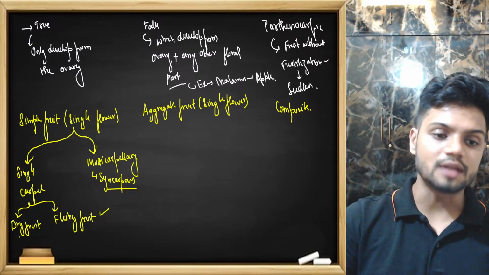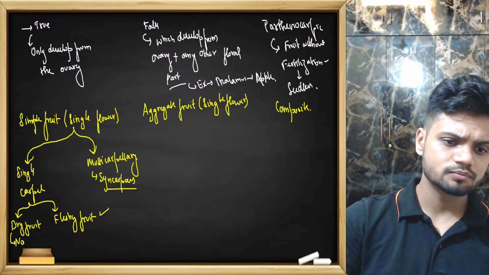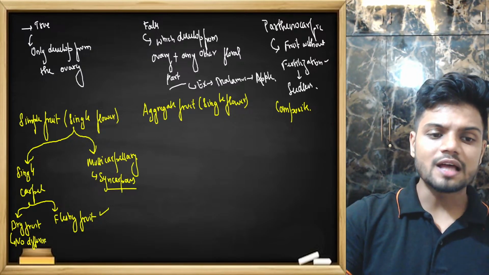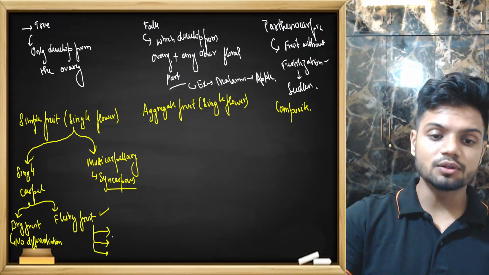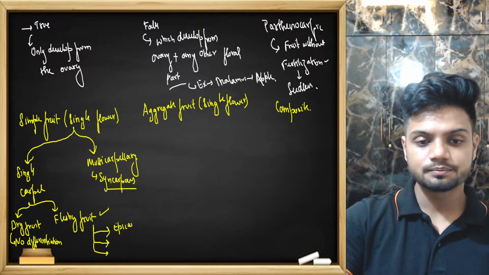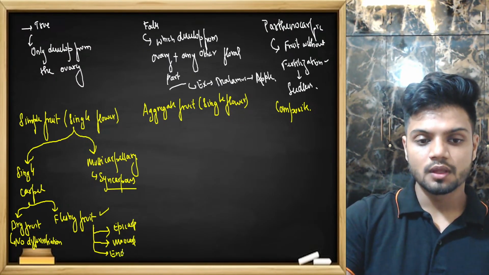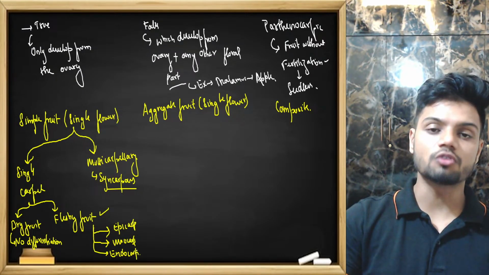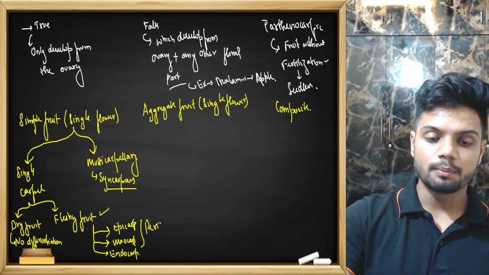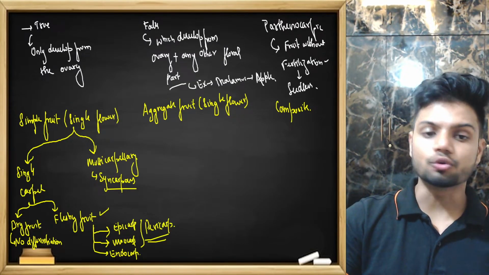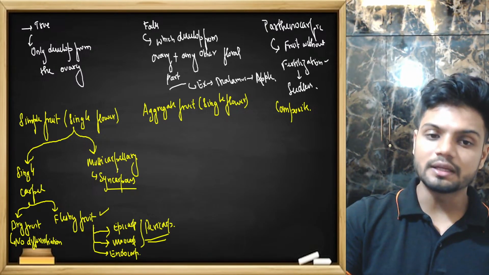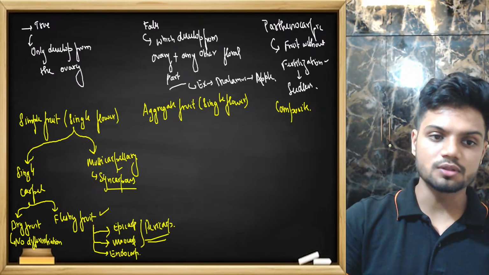What is the difference between dry fruit and fleshy fruit, friends? In dry fruit there is no differentiation. You will ask me, sir, differentiation of what? In dry fruit there is no differentiation, but in fleshy fruit there is a differentiation of pericarp into epicarp, mesocarp, and endocarp. Three different layers of the pericarp can be seen in fleshy fruit, but in dry fruit you cannot see them. Single flower, multicarpellary, syncarpous. This is for your simple fruit.